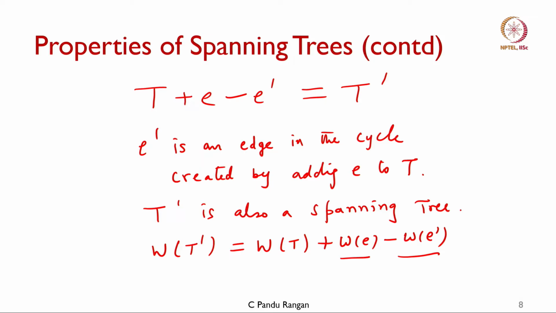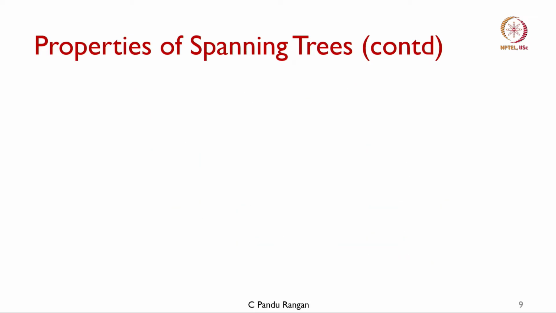So from one spanning tree you can obtain another spanning tree in this process. Add an edge and remove an edge in the cycle that is formed, you have another spanning tree. The cost of the new spanning tree and the old spanning tree is related in this way.